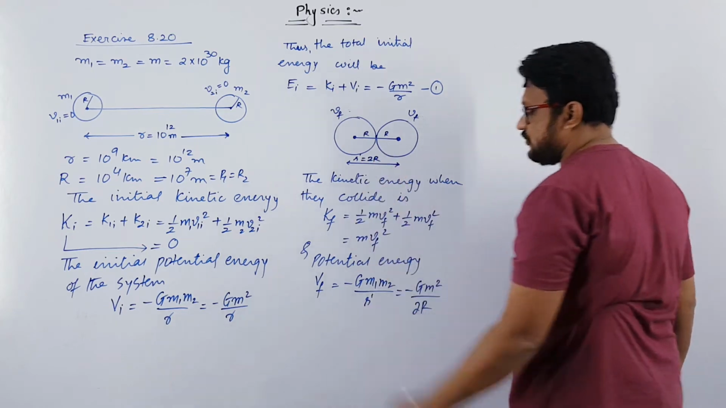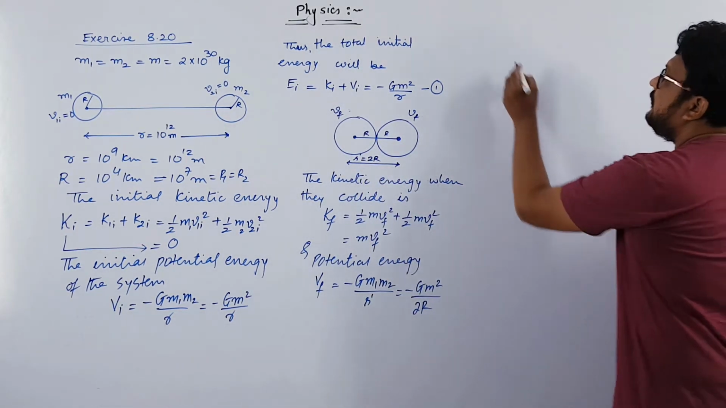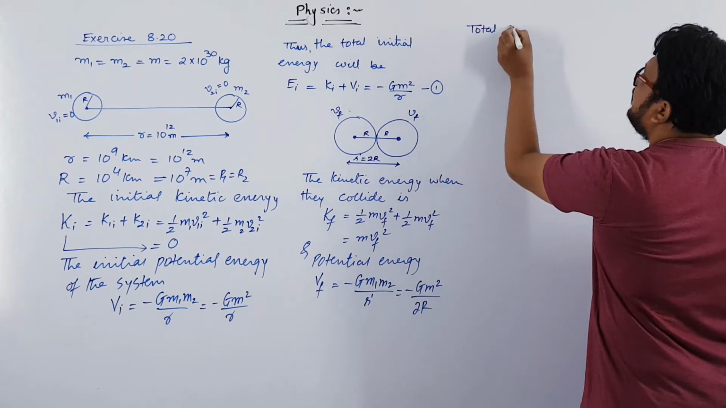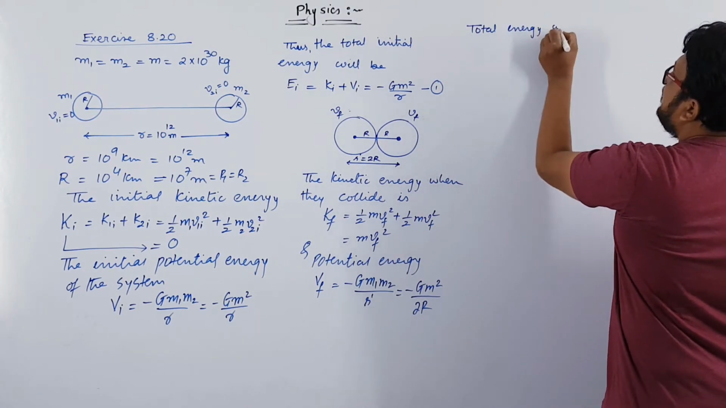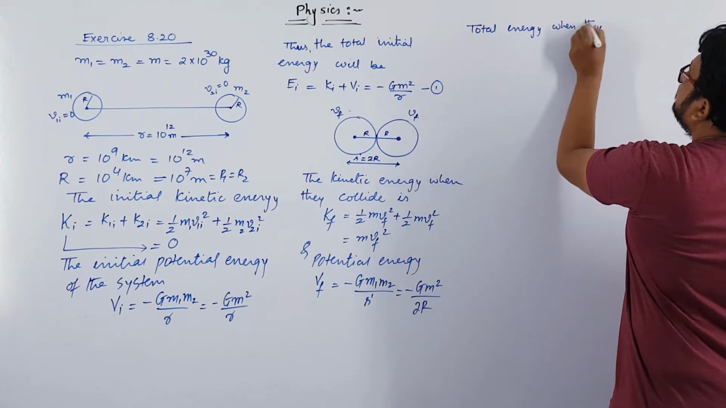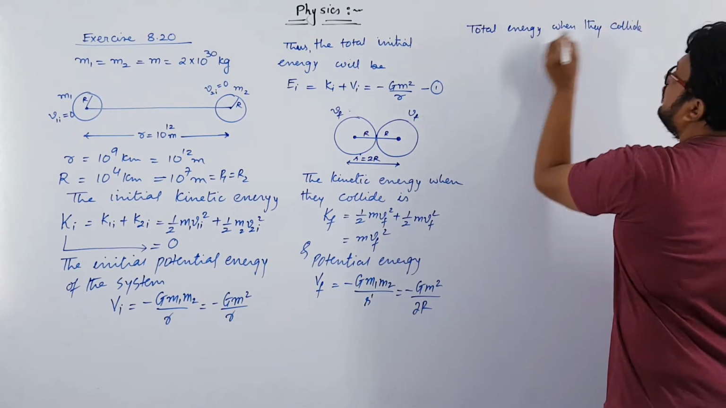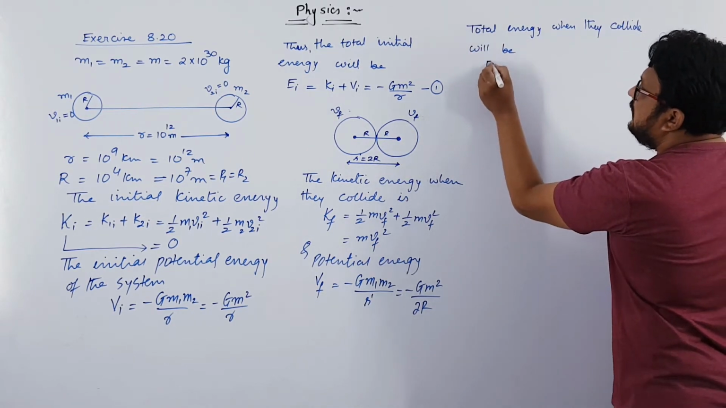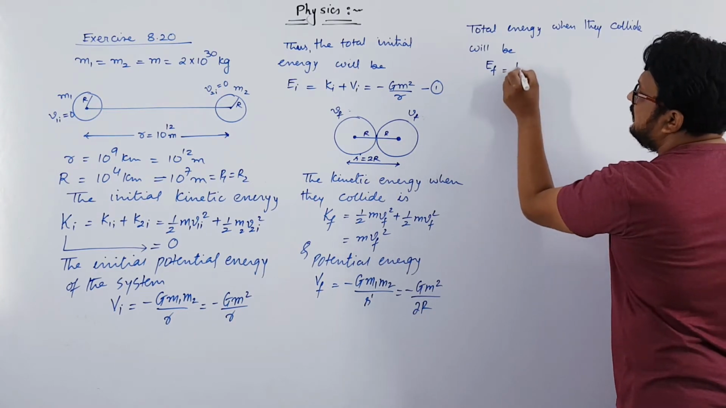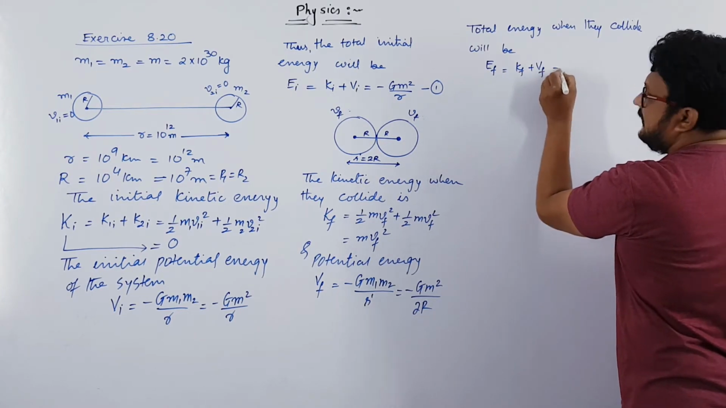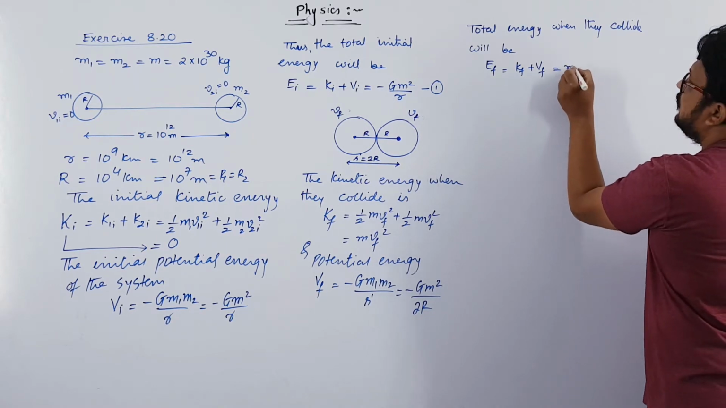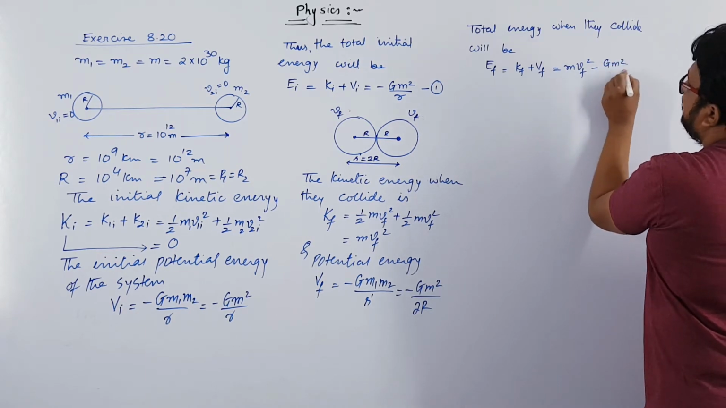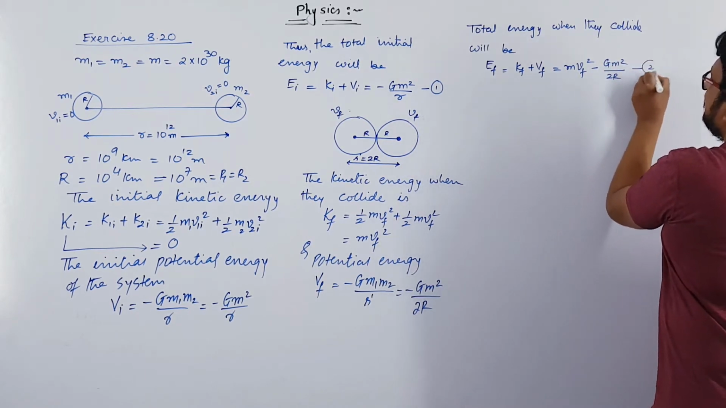Let us say this is r dash. So the total potential energy, the total energy when they collide will be EF. Let us say final energy is actually KF plus VF. KF is mv square, so mvf square minus gm square upon 2r. Let this be equation number 2.